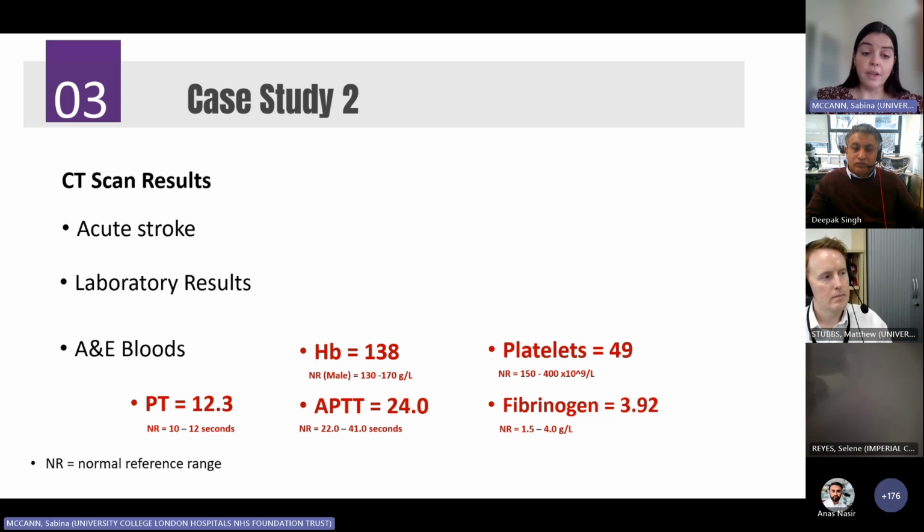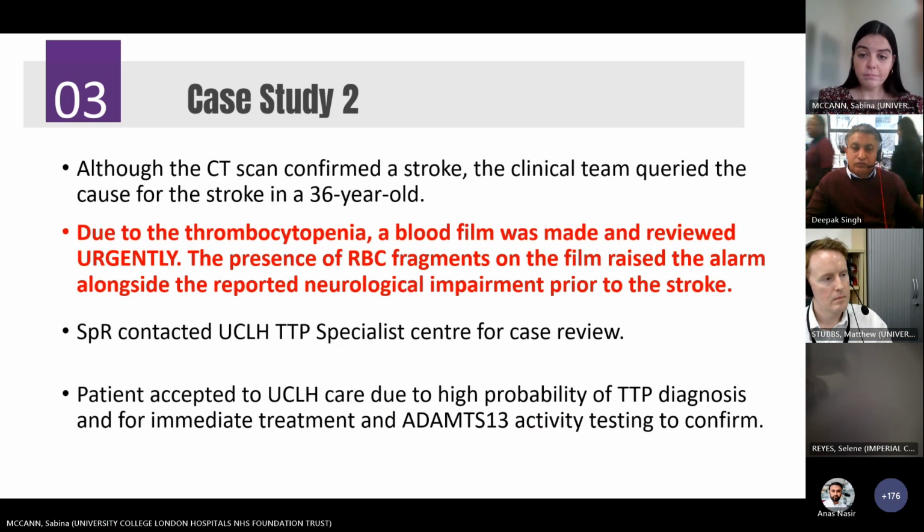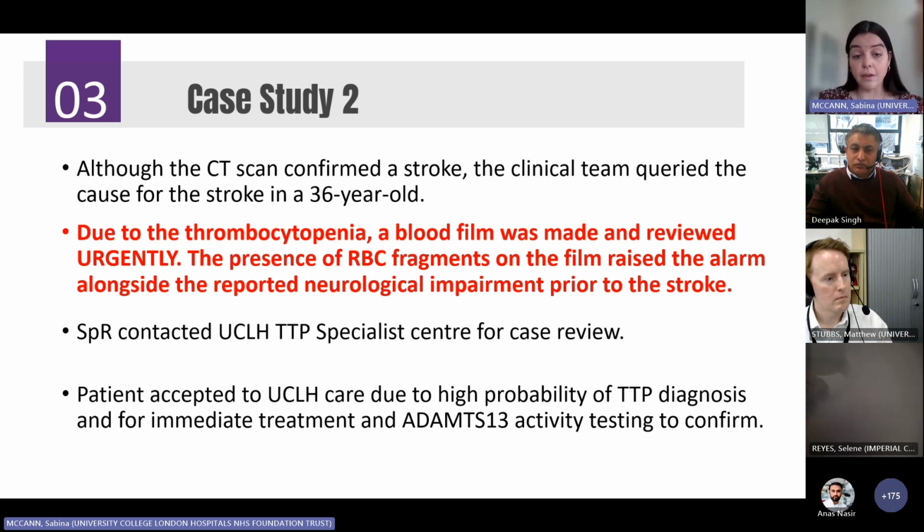Again, there was a clotting screen done, and that was normal. So the clinical team sent repeat bloods to confirm the thrombocytopenia, but the clinical team then queried as to why a fit and previously healthy 36-year-old has had a stroke. Due to the thrombocytopenia, a blood film was made and reviewed urgently.